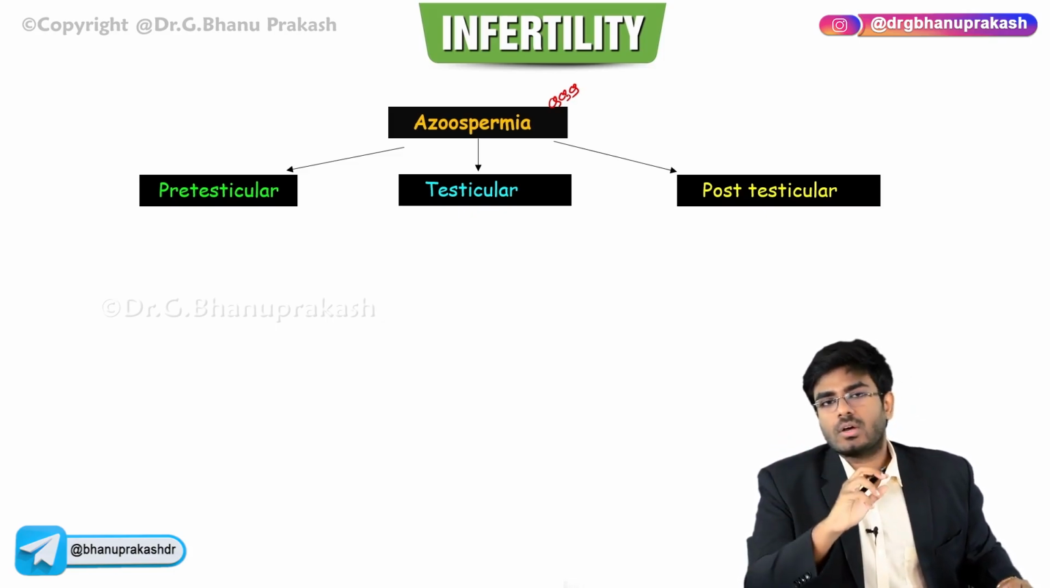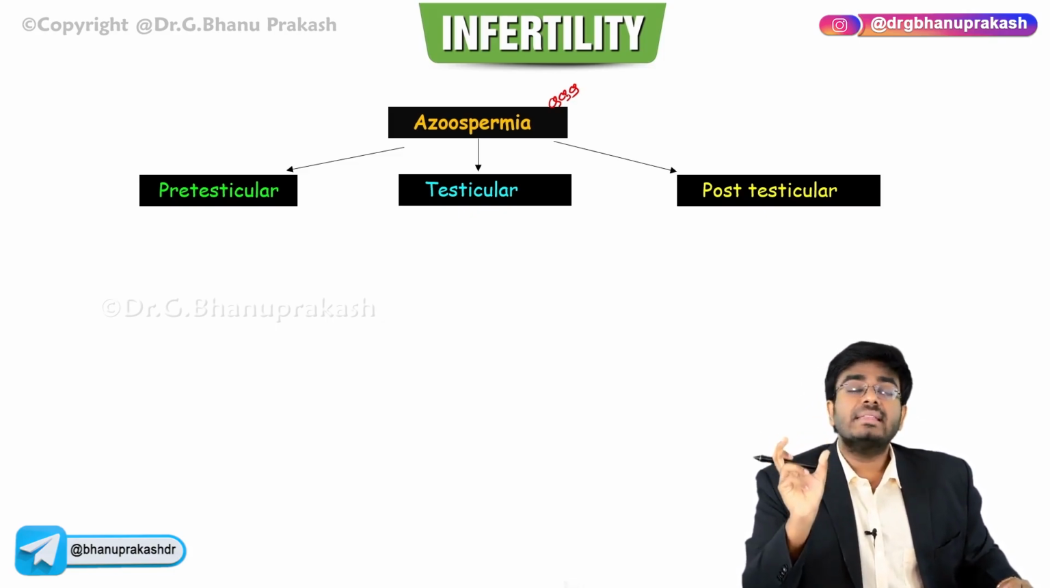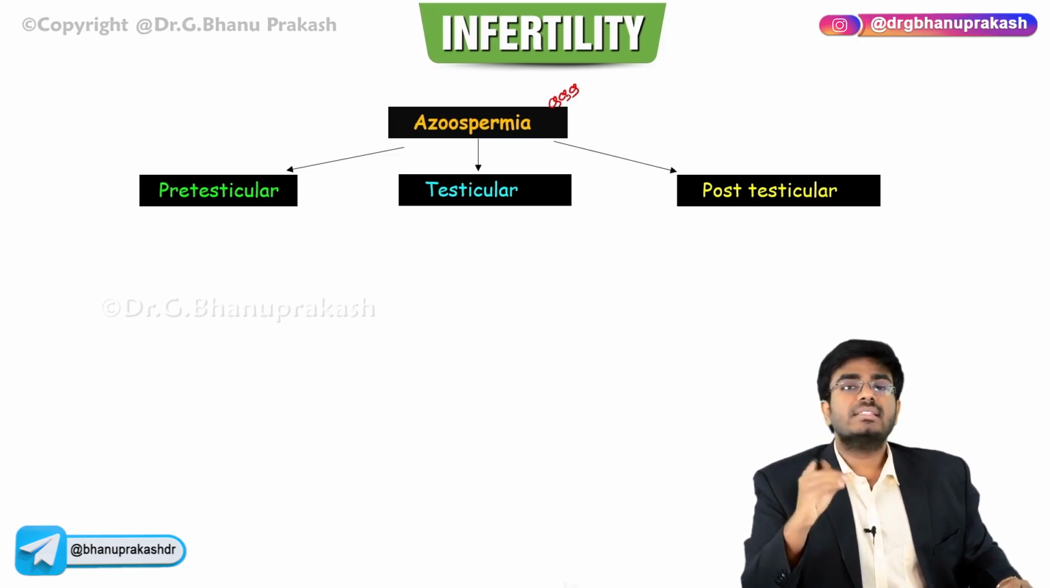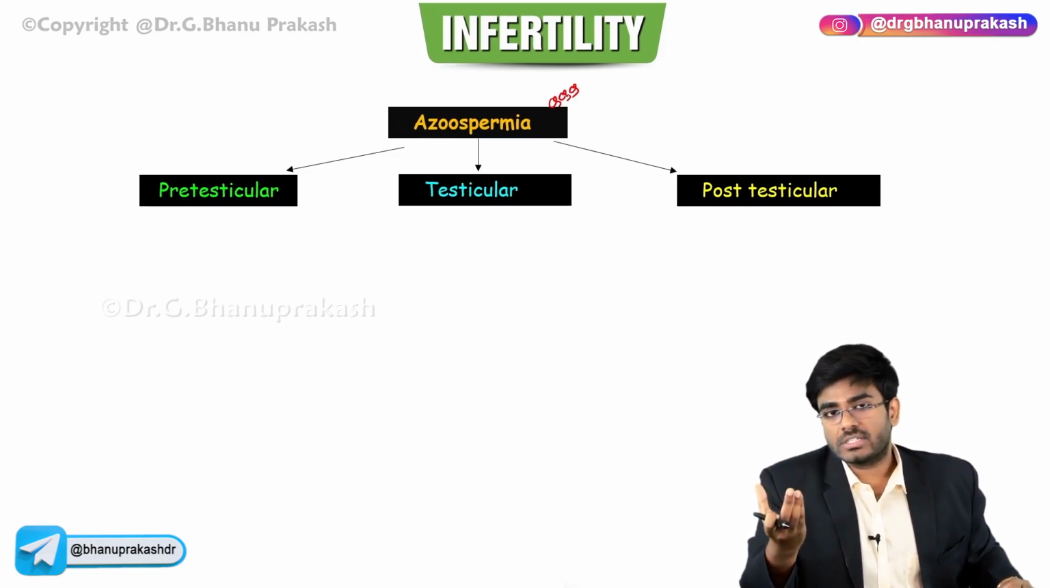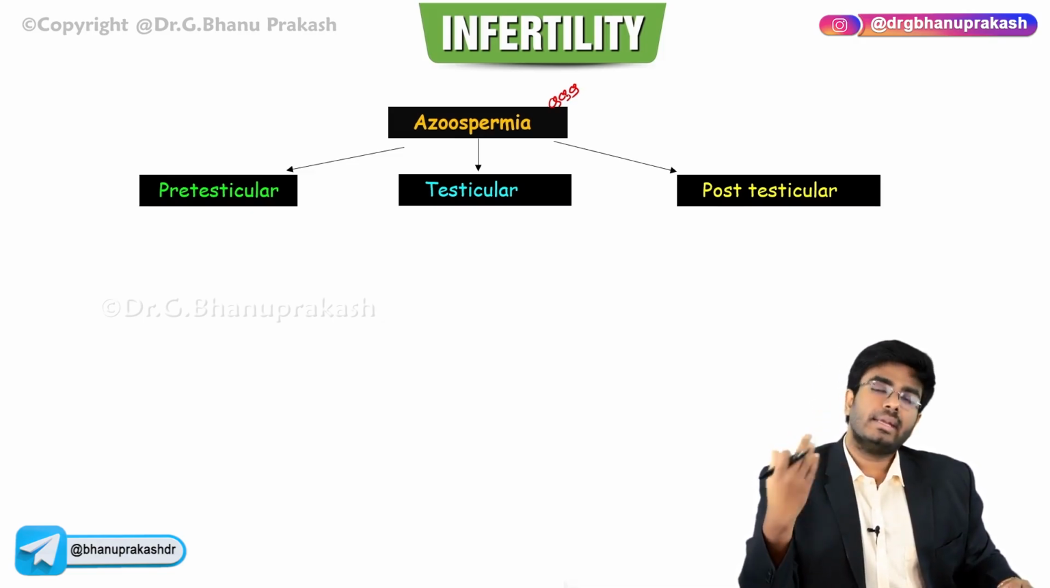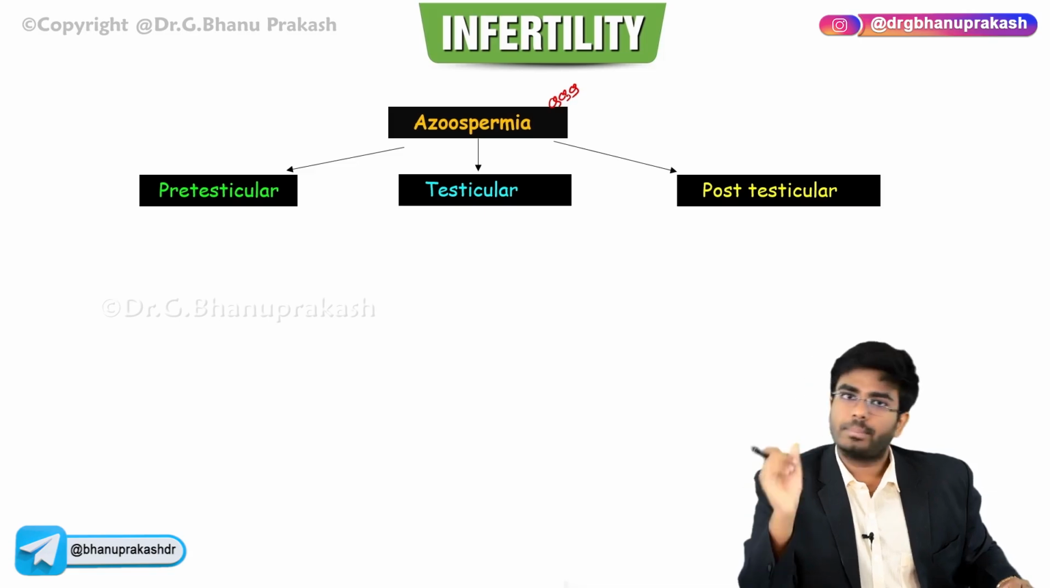Now in testicular causes, the cause lies at the level of testis. For example, there is a testicular tumor, or there is some injury to the testis, trauma to the testis. So that's why spermatogenesis is not happening, and at the end in the semen no sperms are present.